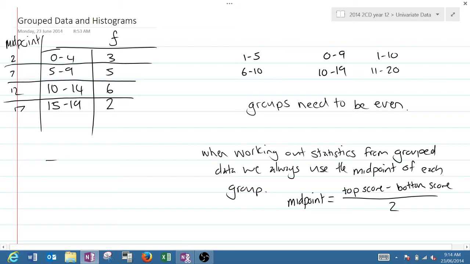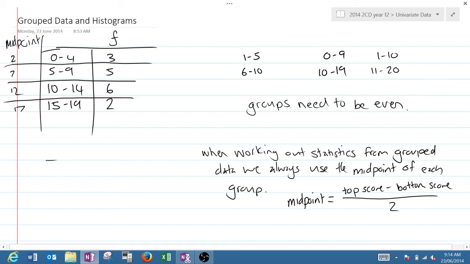And so we use that midpoint to work out our measures of central tendency. And also, in our next lesson, when we do calculators on this, you'll always use that number. You won't even put in the 0 to 4, you'll just put in the midpoint. So the midpoint's really important. Any time you're working with stats or triple group data, you have to use the midpoint.